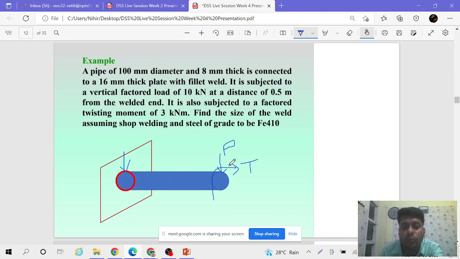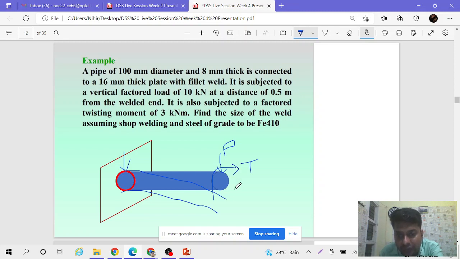And what more will happen because of this load P? What more will come? Moment will be generated. Good, very nice. Because of this, moment will come into picture, and because of the moment, the tendency of this pipe will be to bend like this, isn't it? So it will try to bend here.